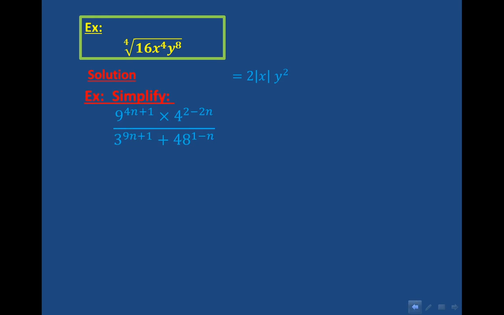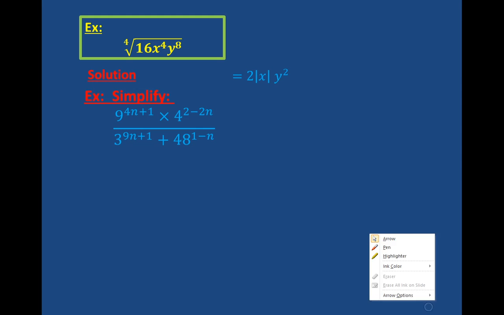Another example, it is required to simplify the algebraic expression 9 raised to power 4n plus 1 multiplied by 4 power 2 minus 2n over 3 power 9n plus 1 multiplied by, take care, this is multiplied by 48 power 1 minus n. I'll correct it, this is multiplied. The first step, I'll try to simplify each term.